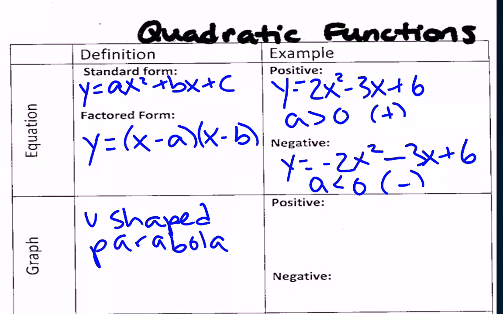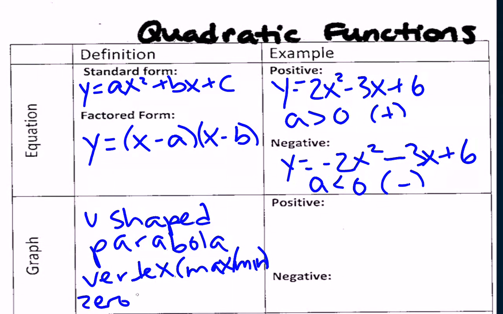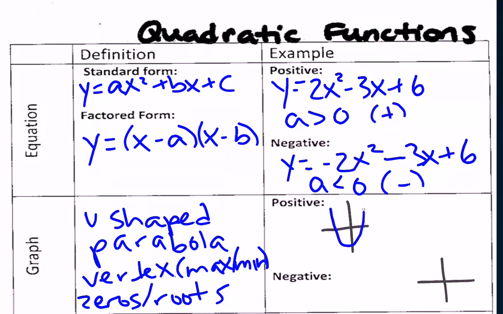And our key words with our graph are vertex, and remember we have a max or a min with these, and zeros or roots. Those are just our x-intercepts. An example of a positive quadratic, I'll sketch my axes again. Positive quadratic means it opens up because positive people bring you up. A negative quadratic is one that opens down because negative people are downers.